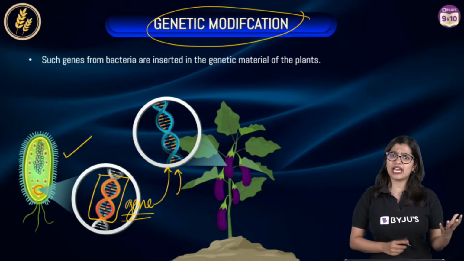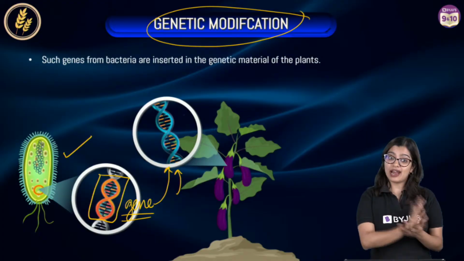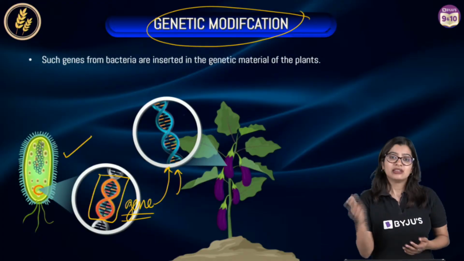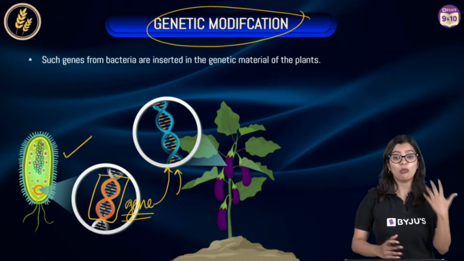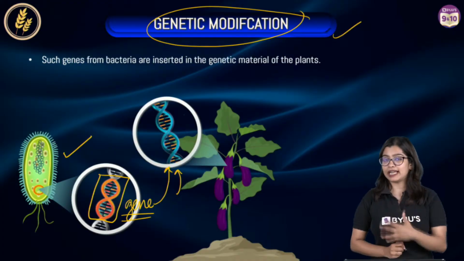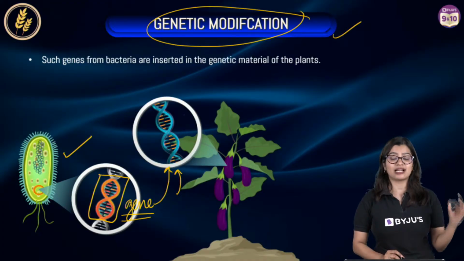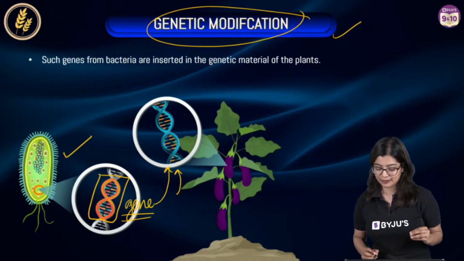Now, genetic modification happens in multiple ways. So there are multiple techniques also. This is just one technique that we are learning about. But if you aspire to do more on this, you can definitely take up biotechnology as a field. Trust me, this is going to be very, very interesting.